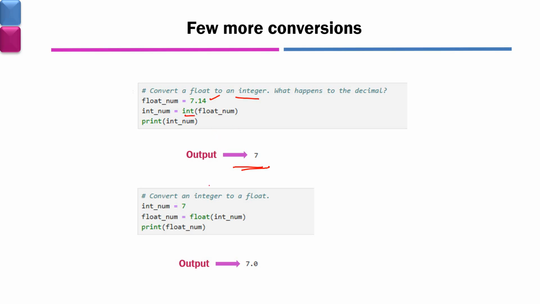Suppose I want to convert an integer to a float. You have already seen this case. So int num equals 7, then float num equals float of int num. Now 7 will be converted to 7.0. You can see that if you print float num, the output will be 7.0. In this way, using built-in functions like int, float, or str, you can do explicit type conversion. So let's move on to Jupyter Notebook.